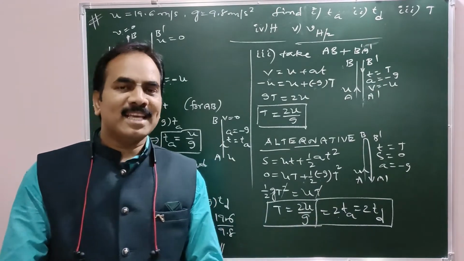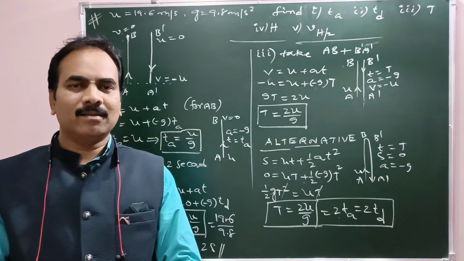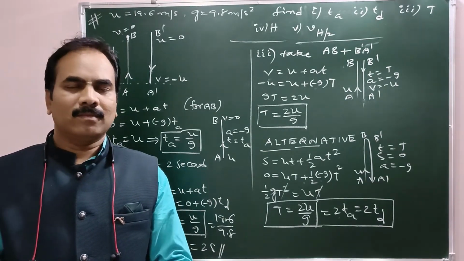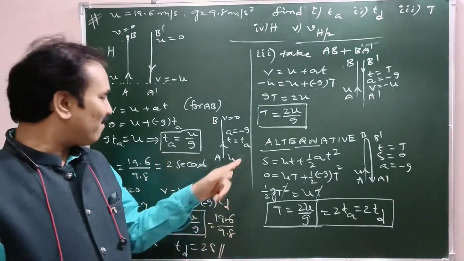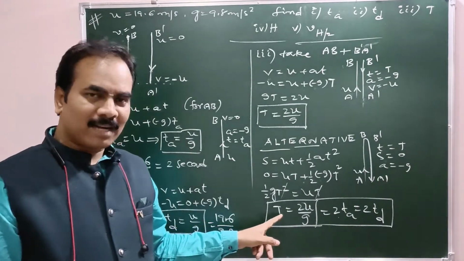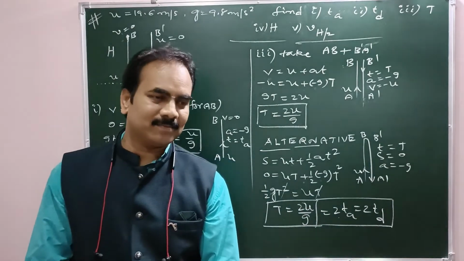So in the case of a body subjected only to gravitational force, if there is no resistive force like air friction, in that case the time of ascent becomes equal to the time of descent. In the same case, the time of flight becomes equal to twice the time of ascent or time of descent, right?